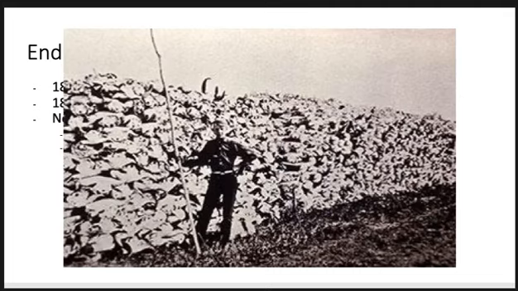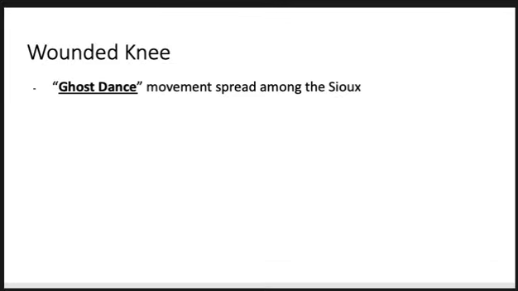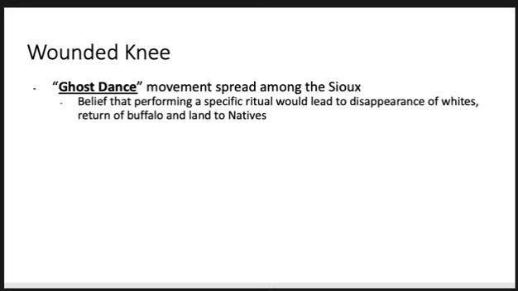Well, in this time period, there's a moment known as the Massacre or the Battle of Wounded Knee, but really it was a massacre that closed this particular chapter in Native American history, and it's a very dark moment. But it begins with something known as the ghost dance movement that was spread amongst the Sioux. Remember, the Sioux had been forced onto a reservation, and the ghost dance movement was this belief that by performing a specific ritual, it would lead to the disappearance of whites, and the buffalo would return, and the land would be returned to the Native Americans.